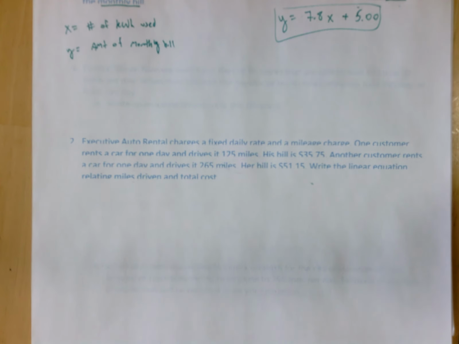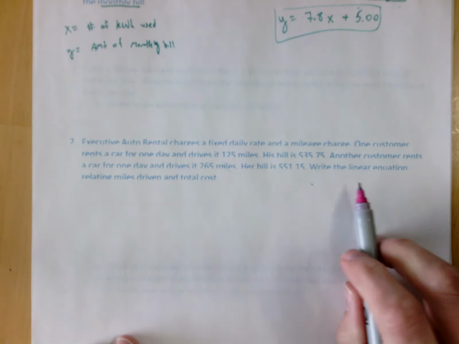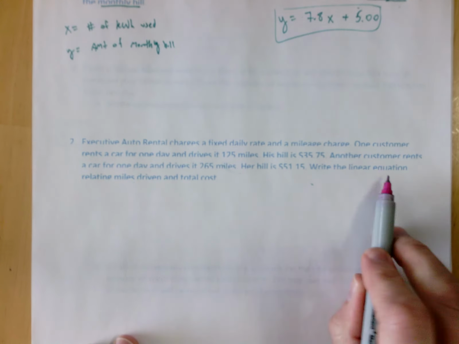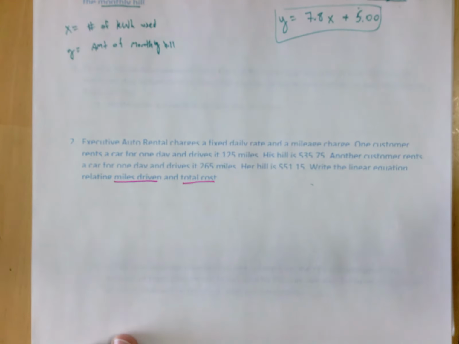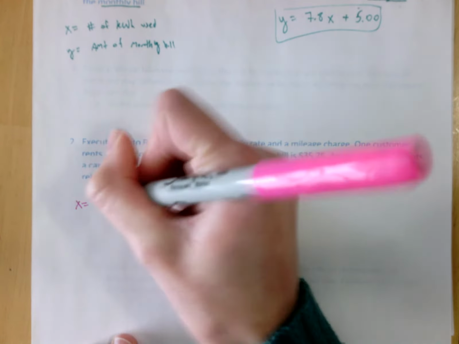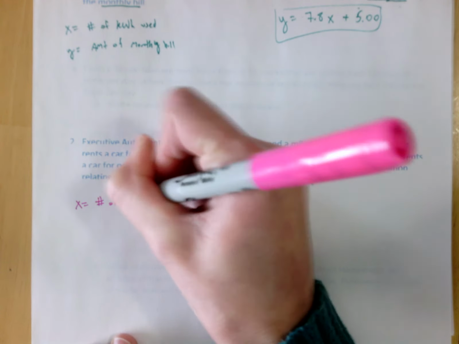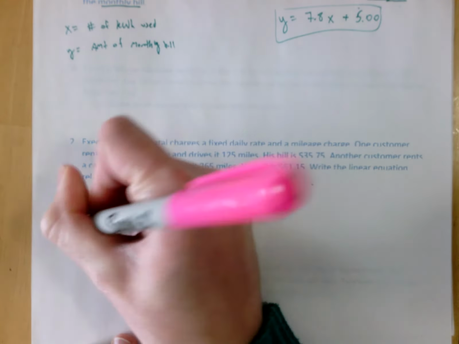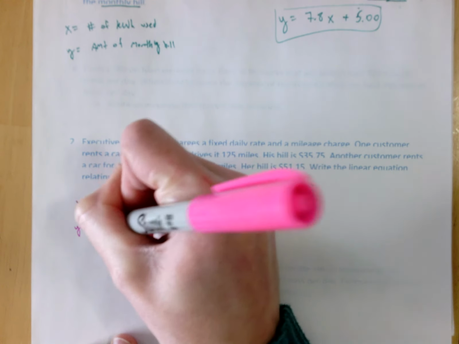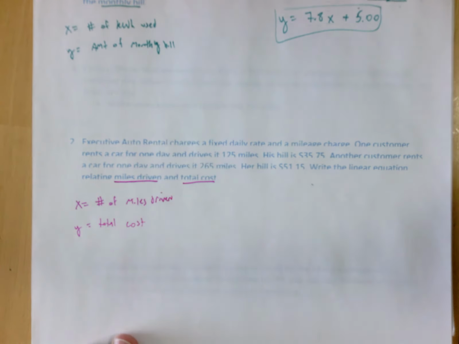Okay, so we're starting with defining our variables. Again, looking at this one, it tells me in that last sentence, write the linear equation relating miles driven and total cost. Those are my two variables. So I'm going to use x as the number of miles driven, and then I'm going to use y for the total cost. Okay, so that's pretty easy.